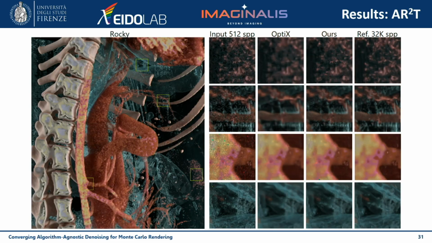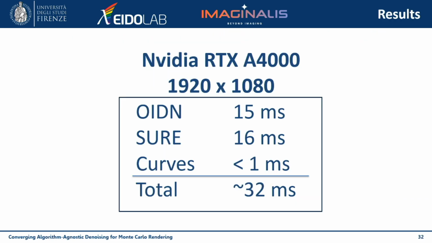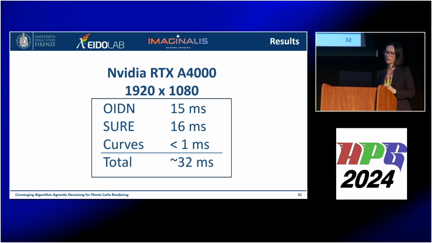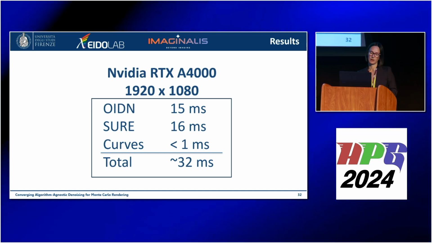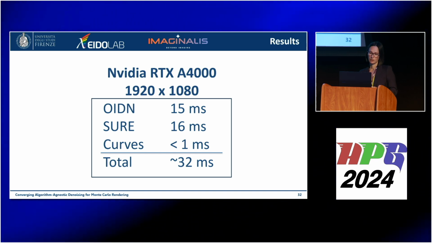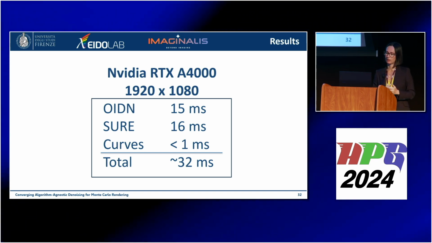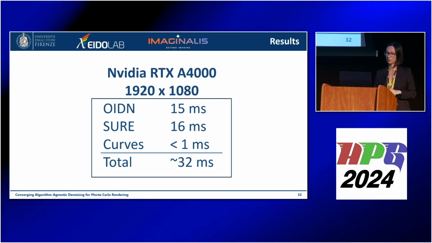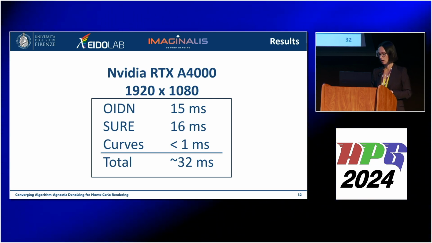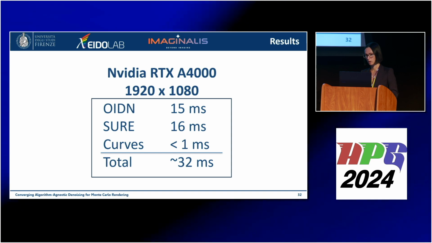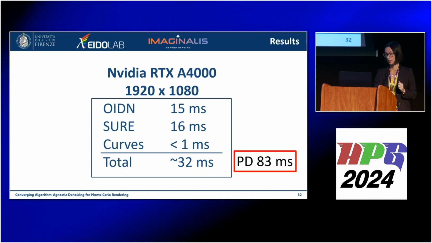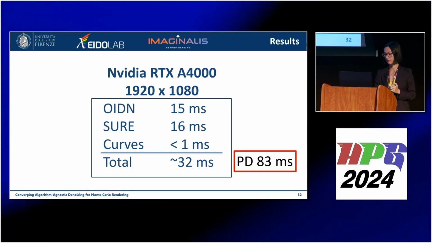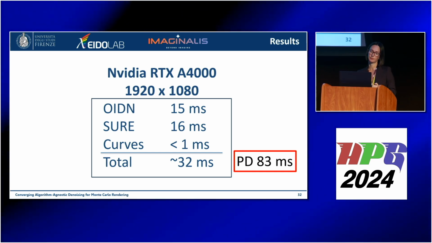Another example. On an NVIDIA RTX A4000, the blending algorithm we proposed takes about 32 milliseconds, in which Open Denoiser takes about 15 milliseconds, Schur calculation about 16 milliseconds, and the curves calculation takes less than 1 millisecond, together with some filtering if needed. Against 33 milliseconds that the PD algorithm requires.